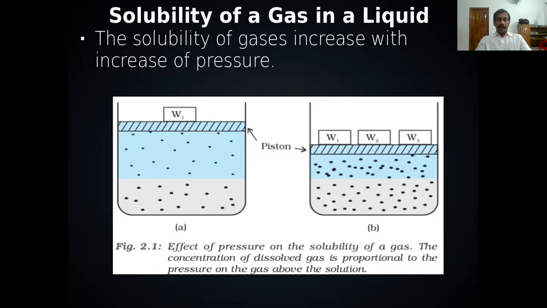In figure A and figure B, when you compare, B has higher pressure, and there you can see the concentration is high. Concentration is more in the case of B. So the solubility increases with increase in pressure. But if we study it in detail, we can see the mole fraction of gas dissolved in a liquid is proportional to the vapor pressure of the gas above the liquid.